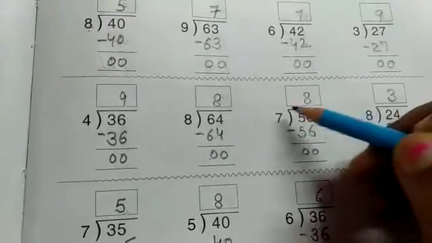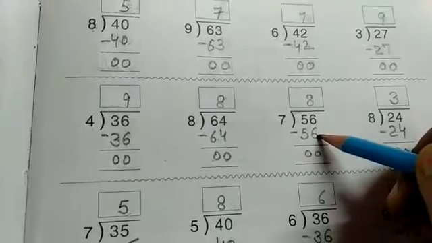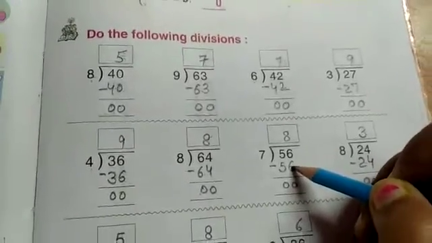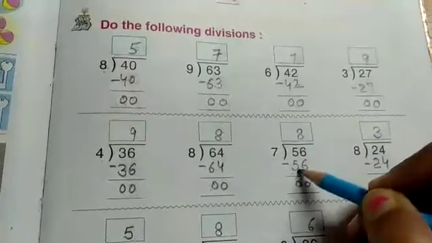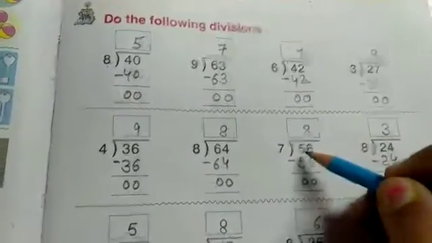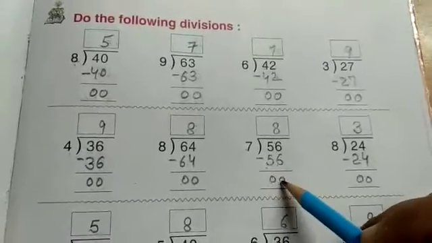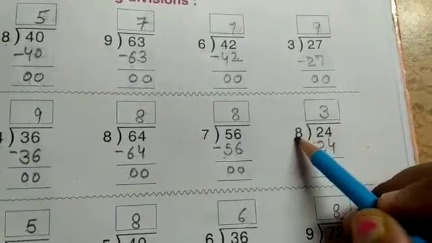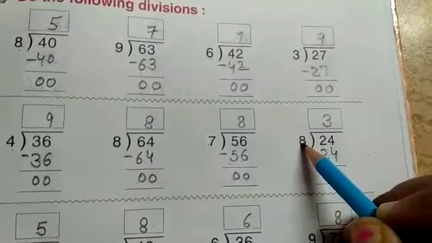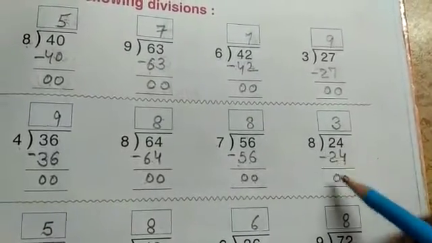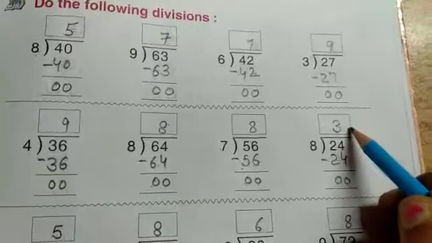56 divided by 7. 7 8s are 56. Children, for these sums you all need to learn the tables by heart. 7 8s are 56. 56 minus 56 is 0. 6 minus 6 is 0. 5 minus 5 is 0. We have already done subtraction sum, so you all be knowing this. 24 divided by 8. So now say the table of 8 in your mind. 8 3s are 24. 4 minus 4 is 0. 2 minus 2 is 0. 3 is the quotient of this sum.